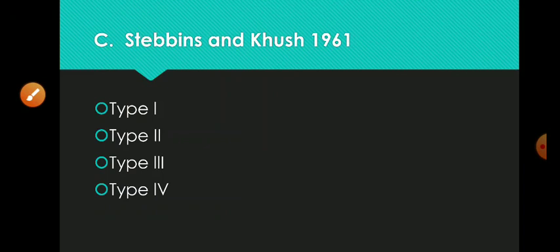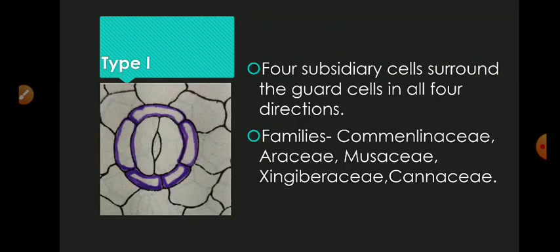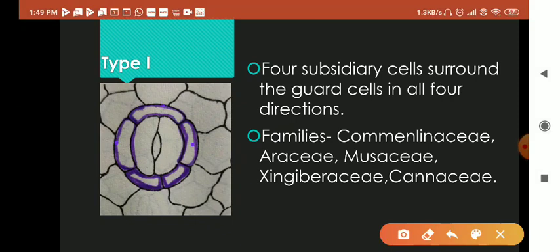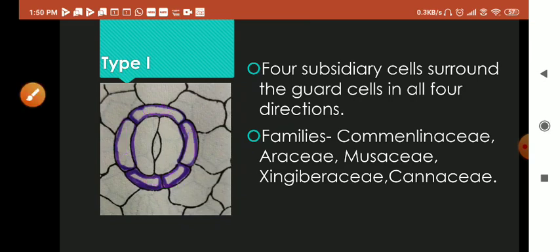Next was given by Stebbins and Khush in 1961. These are type 1, type 2, type 3 and type 4. This is type 1: 4 subsidiary cells around the guard cells, in 4 directions. You can see there are 4 subsidiary cells: 1, 2, 3 and this is 4. Families showing this type of stomata are Araceae, Musaceae and Commelinaceae.